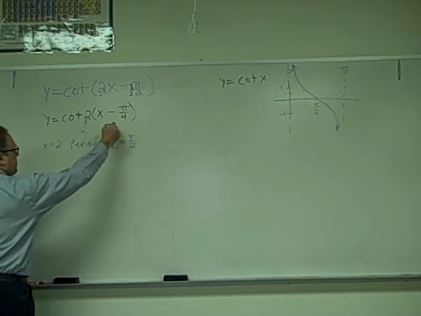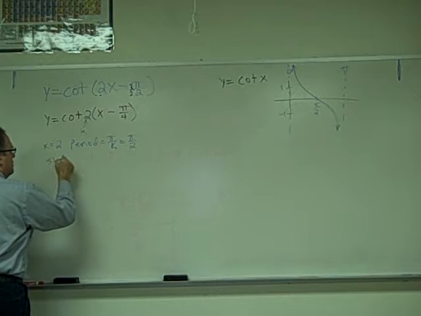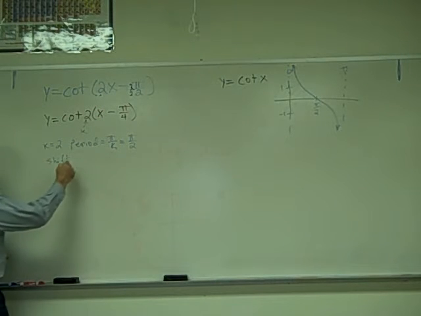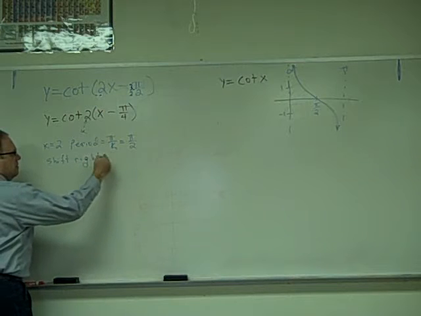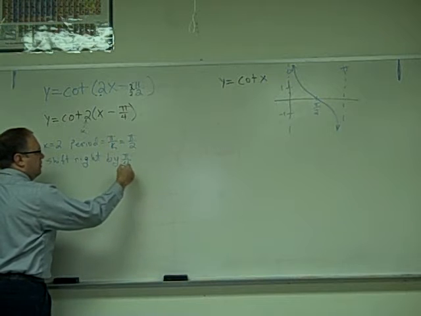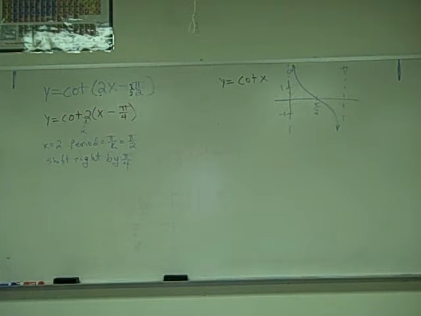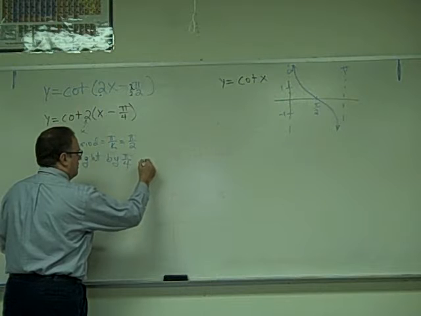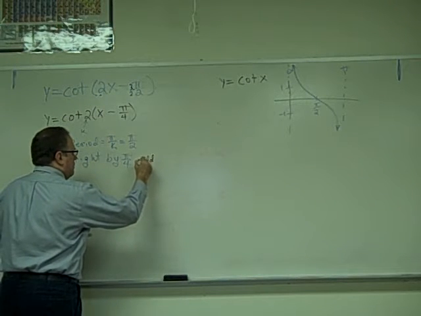Okay, and we're going to shift right or left? Right. I'm going to shift to the right by pi over 4, okay? Which means, are we going to add or subtract when we get to figuring out our shift? We're going to add, right? That's correct, add. Okay?